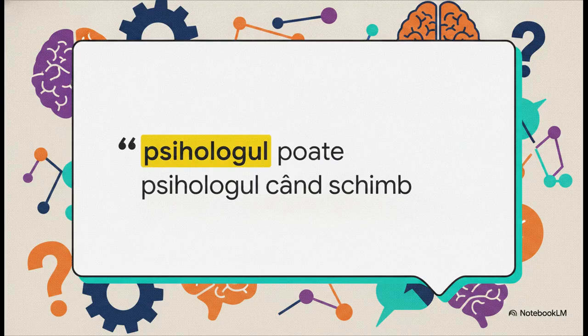But when we actually pull the underlying transcript data provided for this specific source, well, everything comes to a screeching, deadpan halt. The data simply reads, "psihologul poate psihologul când schimb." Yep, that's it. That is the absolute entirety of our text data. There's no mention of cameras, no mention of light or tripods or shutter speed, just this completely inexplicable, unedited Romanian phrase sitting right there in the middle of what was supposed to be our fast-paced English tutorial.